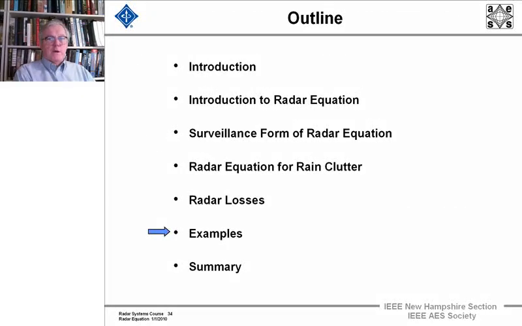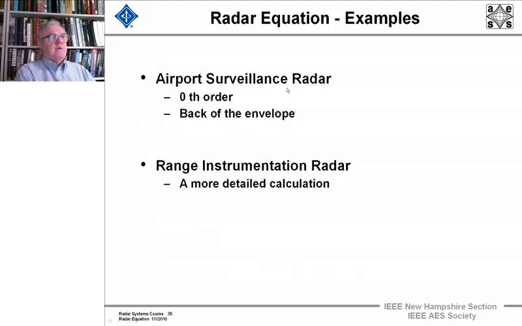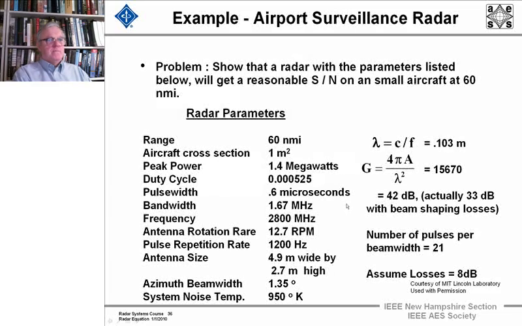Well, now we move on to a couple of examples of the radar equation, which we'll do in detail. The first is that of an airport surveillance radar, and they all have pretty generic characteristics. We're going to do the calculation sort of back of the envelope, zeroth order, just to give you the feel of how these calculations are done. And then we'll look more carefully at a C-band range instrumentation radar, and so you can see at the next level of depth how the equations work and what reasonable numbers flow forth.